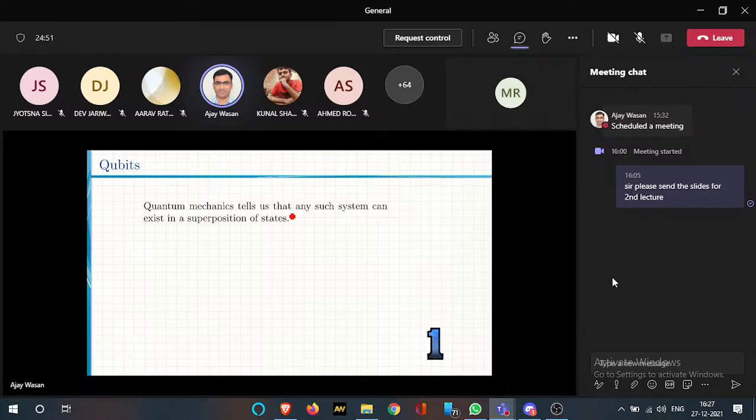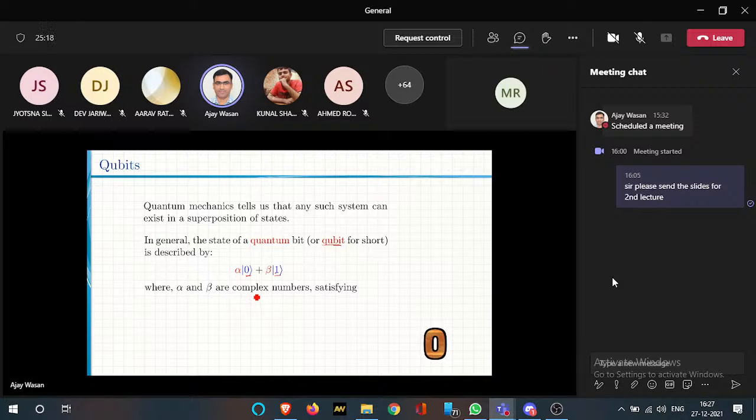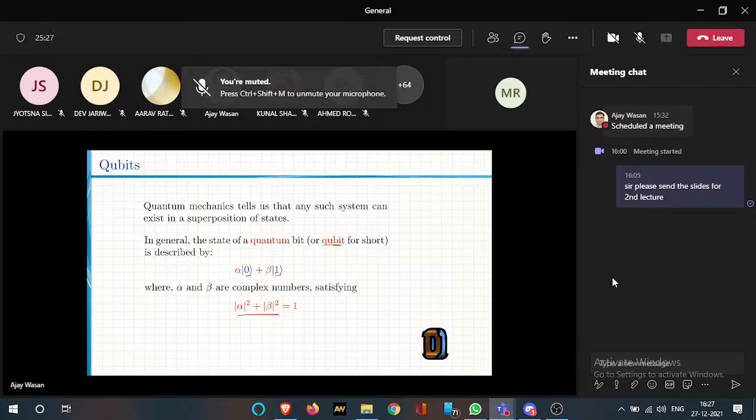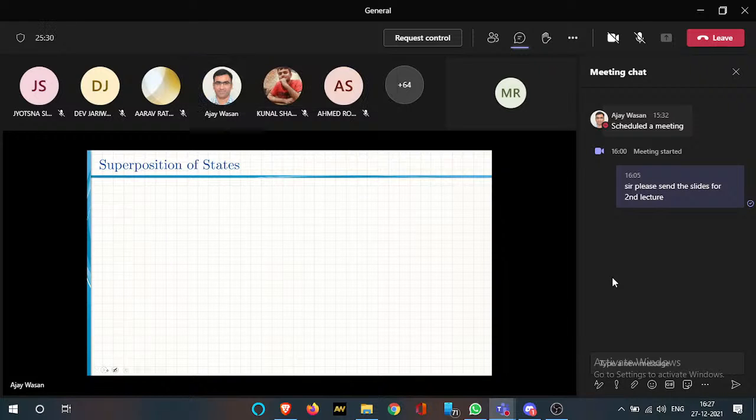Quantum mechanics tells us that any such system can exist in a superposition of states. So in general, the state of a quantum bit or qubit, I have already used the word for short, is described by alpha|0> plus beta|1>. I have already explained what is 0, what is 1, the probabilities alpha and beta of finding 0 and 1. And alpha, beta, these two quantities, they are complex numbers, and they satisfy this equation. Superposition of states, so classical bits, 0, 1.